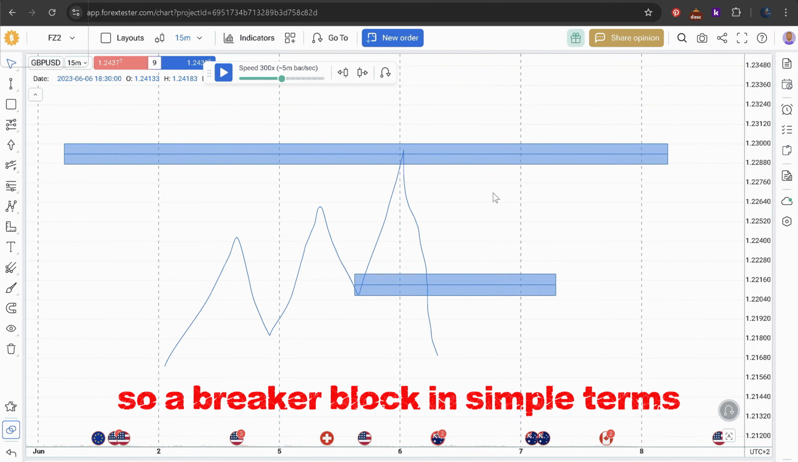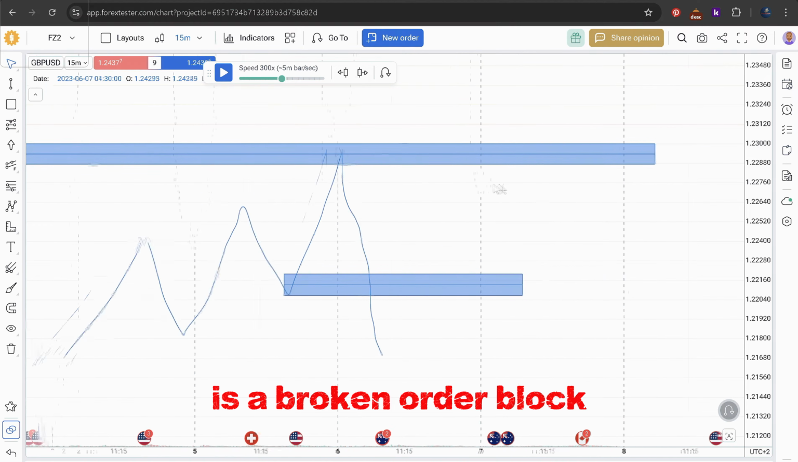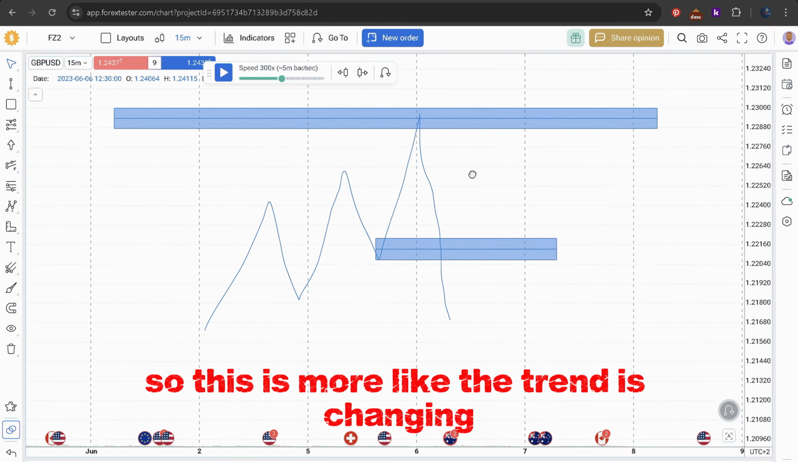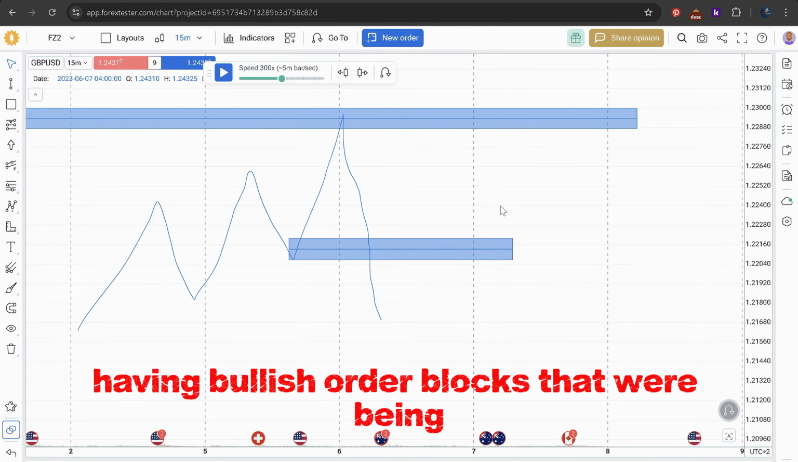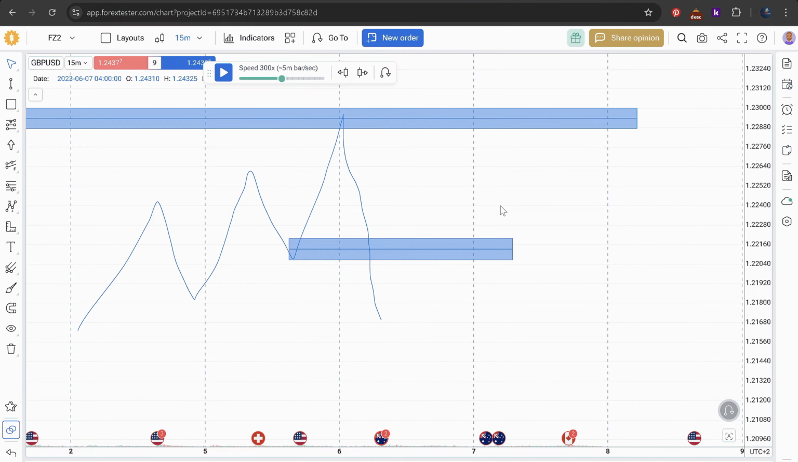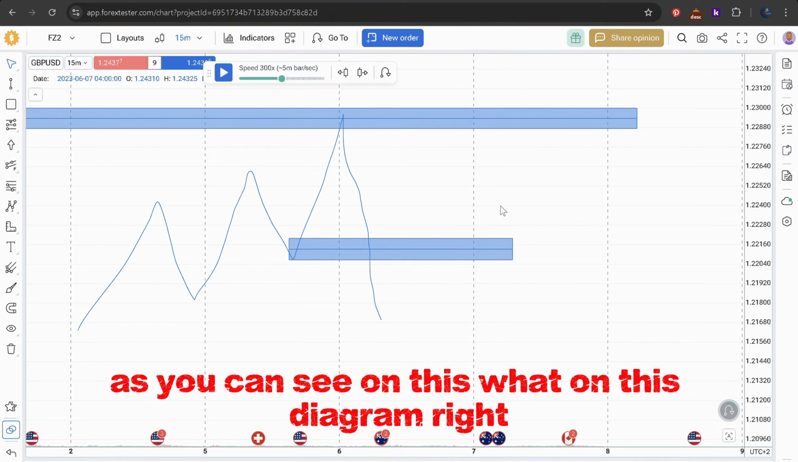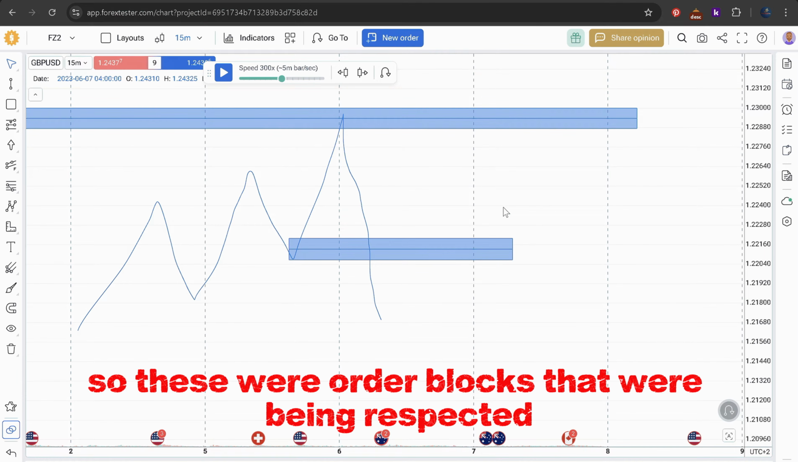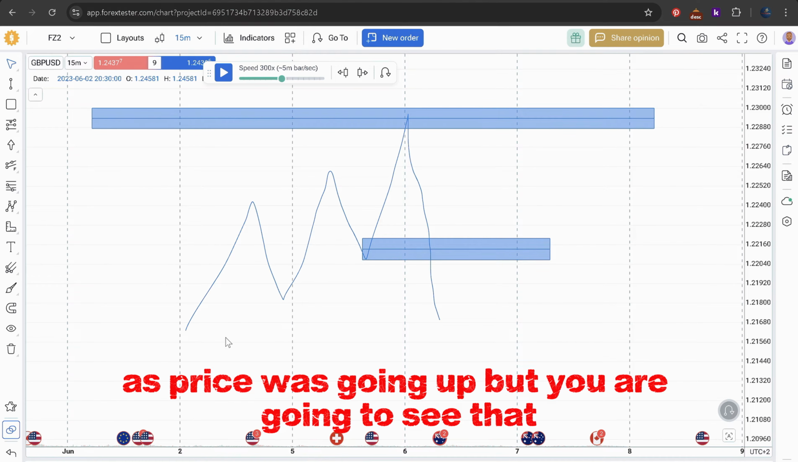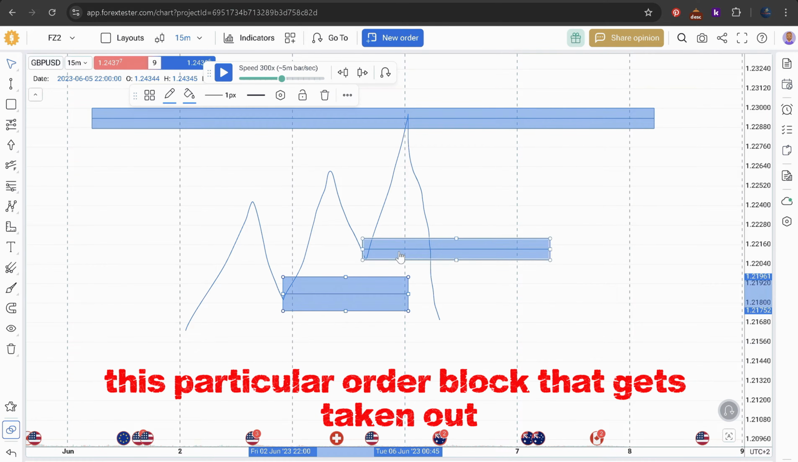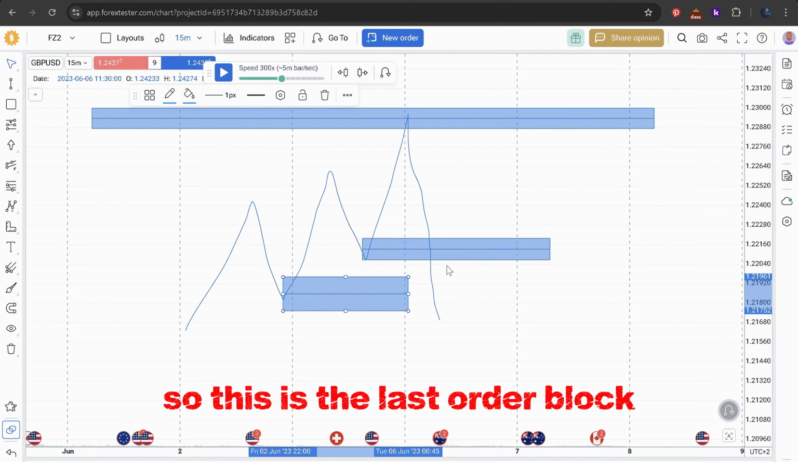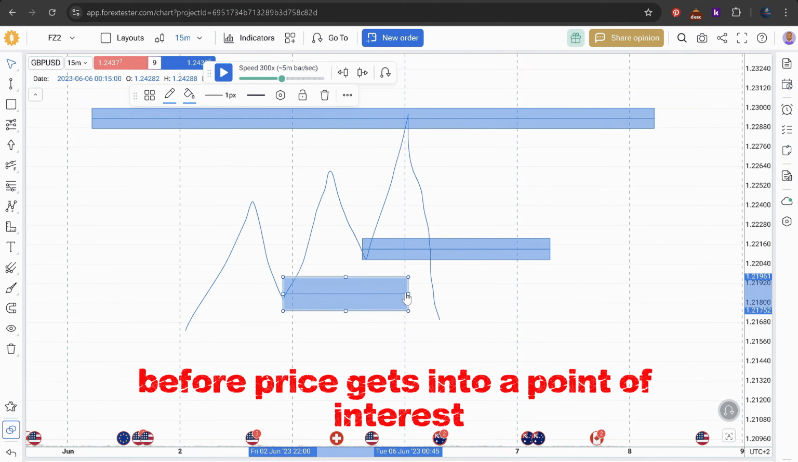So a breaker block in simple terms is a broken order block. This is more like the trend is changing and we were having bullish order blocks that were being respected as price was going up, as you can see on this diagram, right? So these were order blocks that were being respected as price was going up. But you are going to see that this particular order block gets taken out. So this is the last order block before price gets into a point of interest.